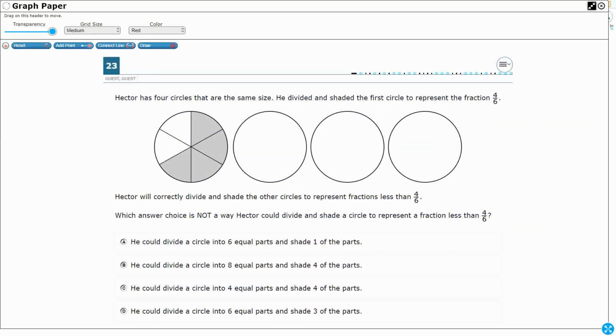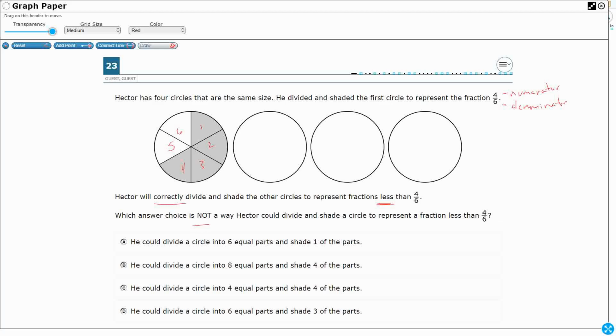Right, so we know that, remember, our numerator here, that's this top number, represents the number that is shaded, or the number selected. So I've got 1, 2, 3, 4 shaded. The bottom number, my denominator, is going to represent the total number of pieces. So 5, 6. That's why I've got 4 out of 6. So Hector will correctly divide and shade the other circles to represent fractions less than. Okay, less than. And then we need to find the one that is not the correct way.